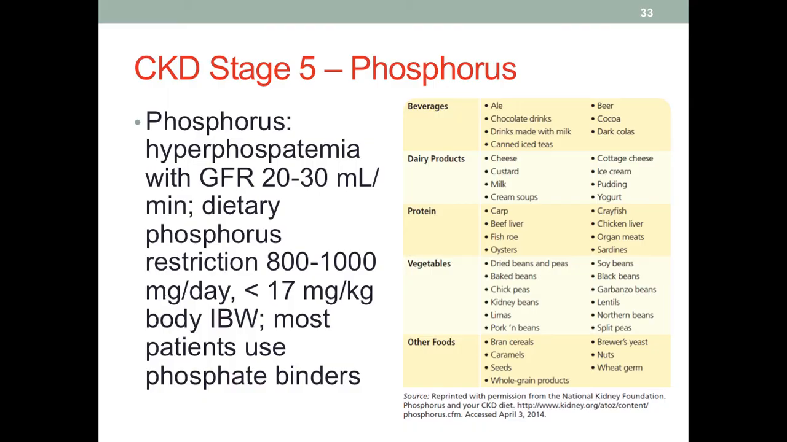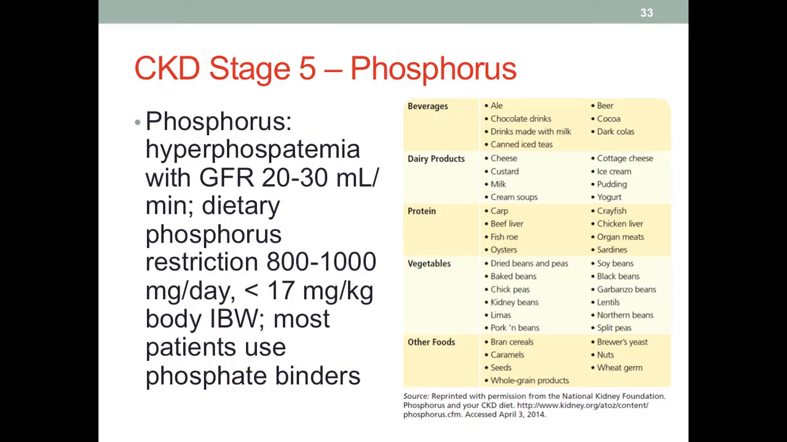And the National Kidney Foundation has published a book that lists foods that are high in various minerals, and phosphorus is one of those minerals. So it's a book that can be used by both professionals and patients with all the foods listed.